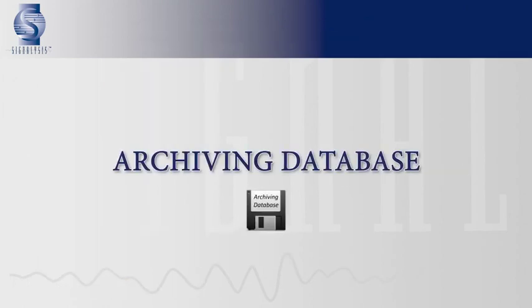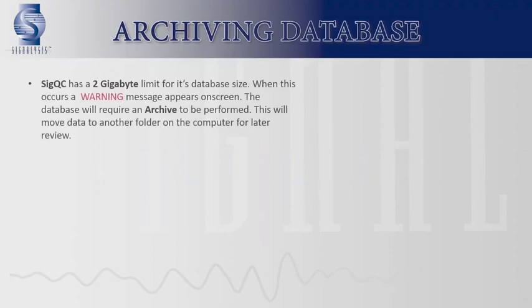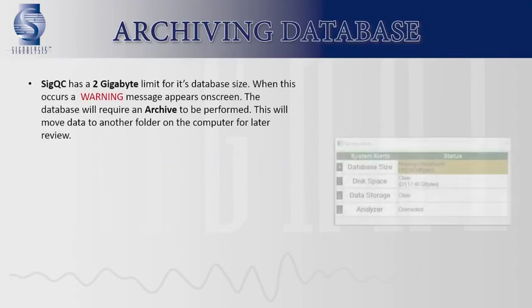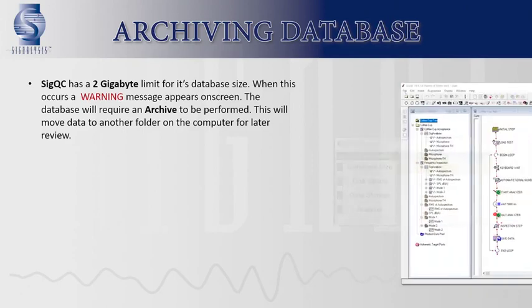An archive is a process to clear the database of production units and store them along with all crucial files for restoration and/or review. SigQC has a 2 GB limit for its database size. When this occurs, a warning message appears on screen. The database will require an archive to be performed. This will move data to another folder on the computer for later review.